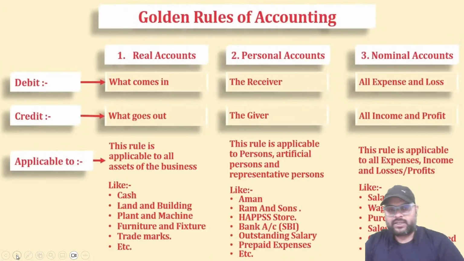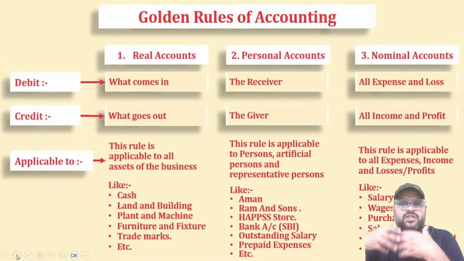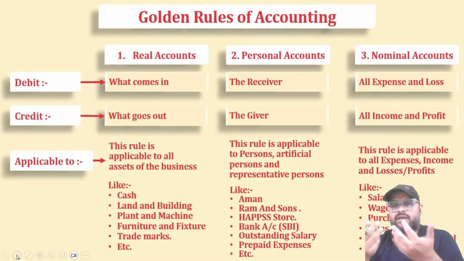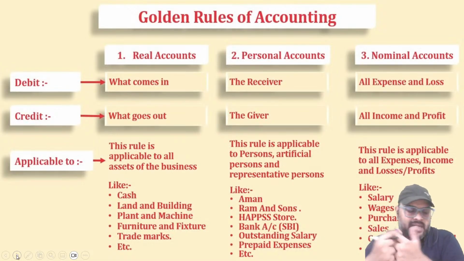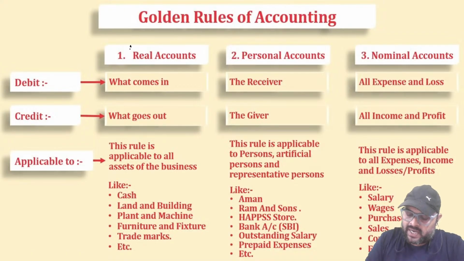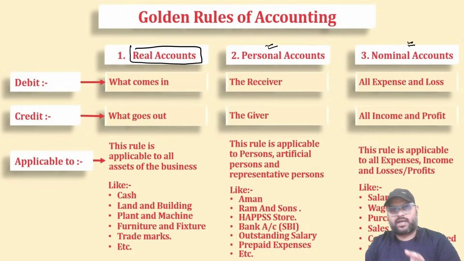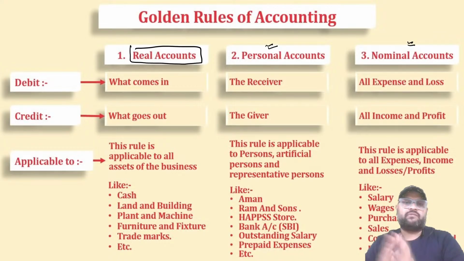Now, let's talk about one perspective, how to make a journal entry, because making a journal entry sometimes becomes a very threatening task in this particular paper. So today we will be making a journal entry of real account only. There is a possibility of personal account and nominal account also in the accounting, but we will learn only one part today. The remaining two parts we will discuss in the classes from tomorrow onwards.